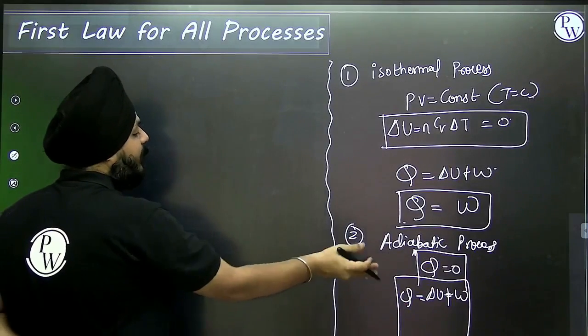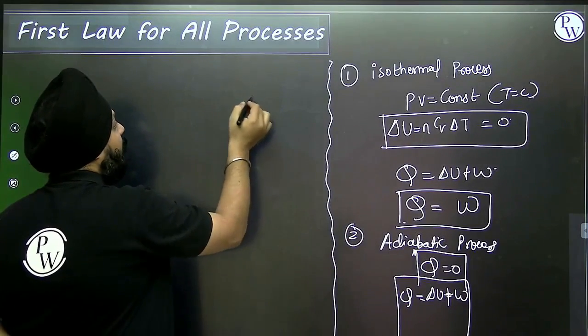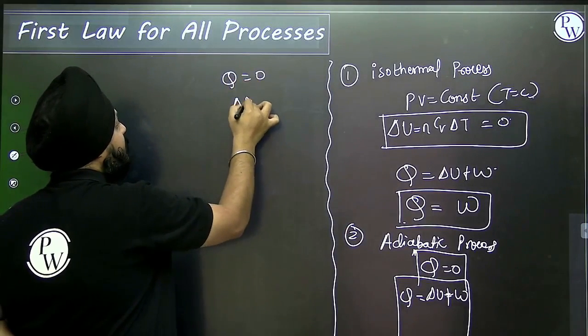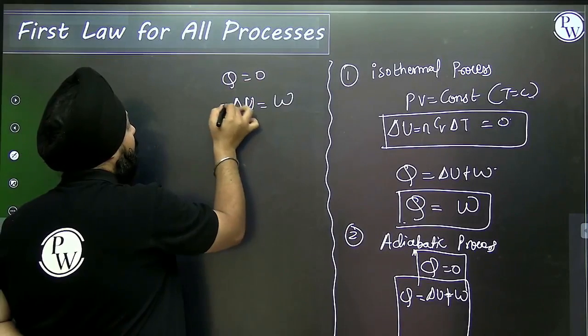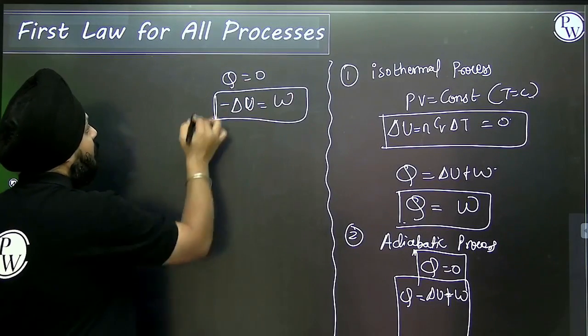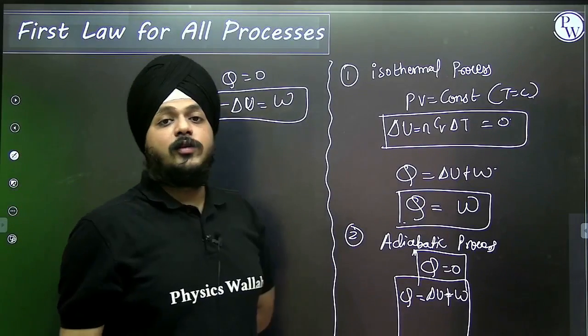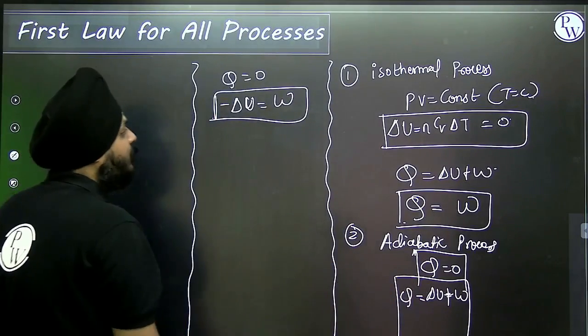So here, can we say that Q is equal to delta U plus W, right? In this case, if Q is 0, whatever amount of work is done will be stored into the negative of the internal energy. This is how we are defining the first law of thermodynamics for the adiabatic process.